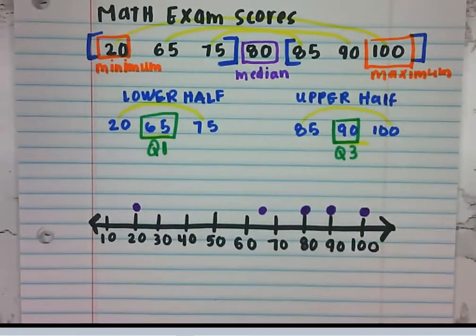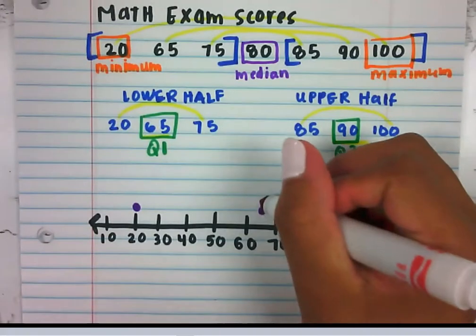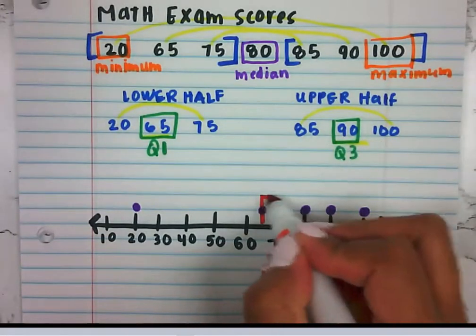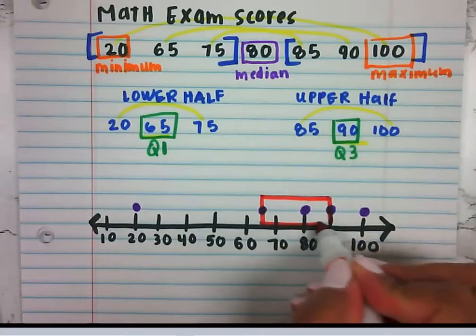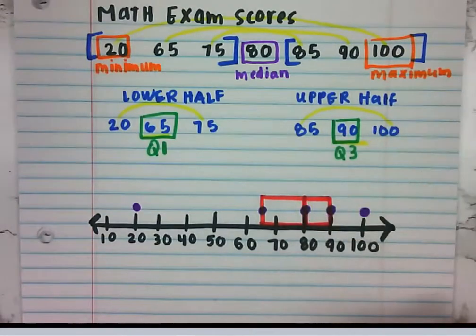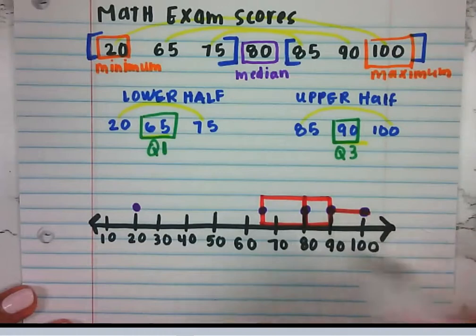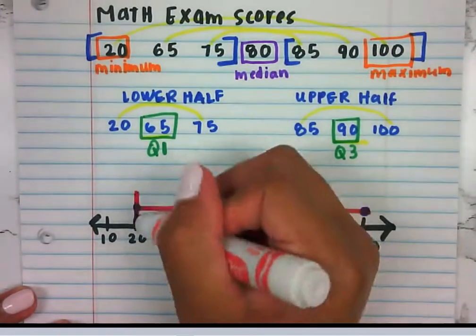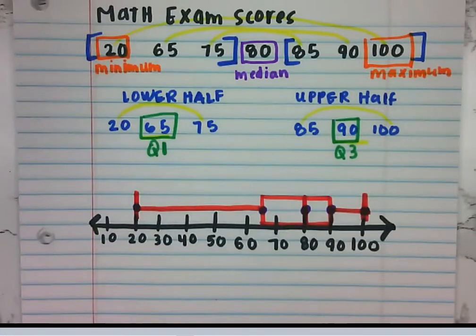Now, where am I going to put my box and where am I going to put my whisker? So my goal is to put a box around the median. So I'm going to put a box from quartile 1 to quartile 3. And we know that our quartile 1 and quartile 3 are from 65 to 90. And then I'm going to also put a line down here to represent the median. And then I'm going to connect with my whiskers my minimum and maximum value. And bam, you're done. That's all we have to do.